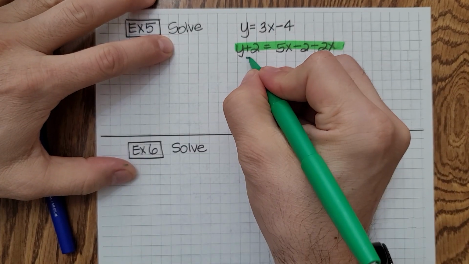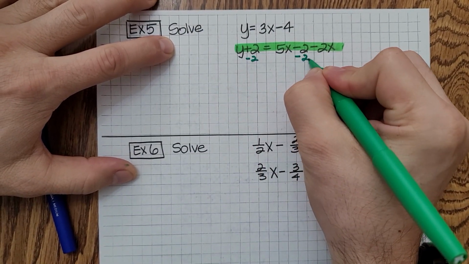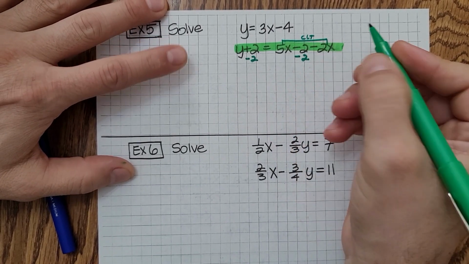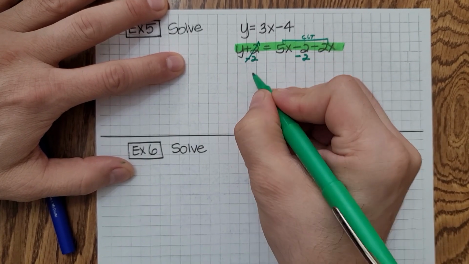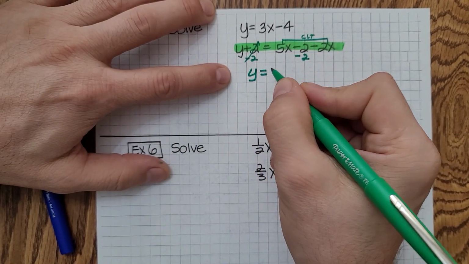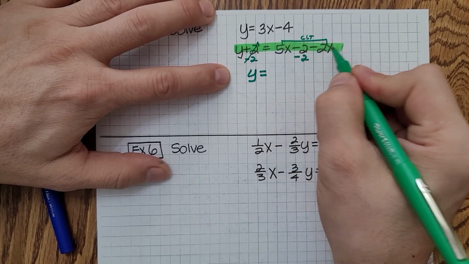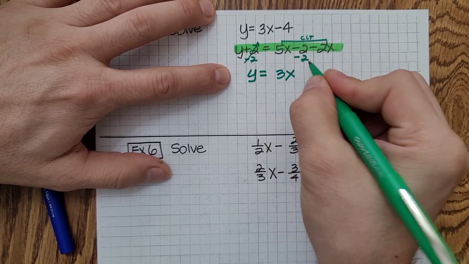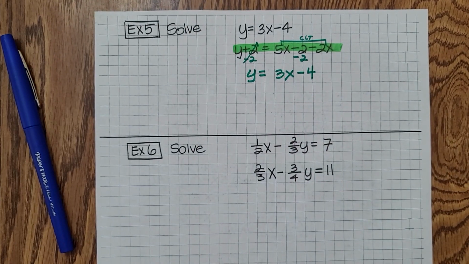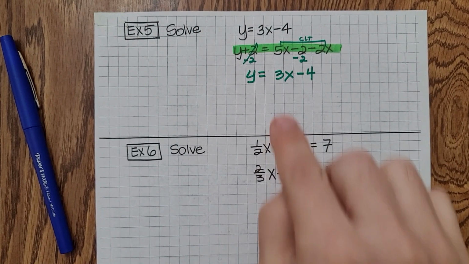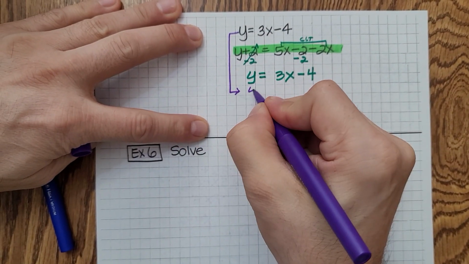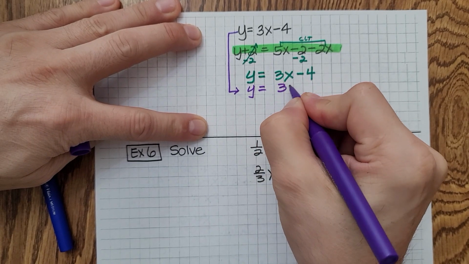Let's try saying minus 2 on both sides, and then combine these like terms. If we do that, we're going to end up with y equals 5x minus 2x is 3x, minus 2 equals minus 4. Well, look at what we have here compared to what we have at the very beginning: y equals 3x minus 4.